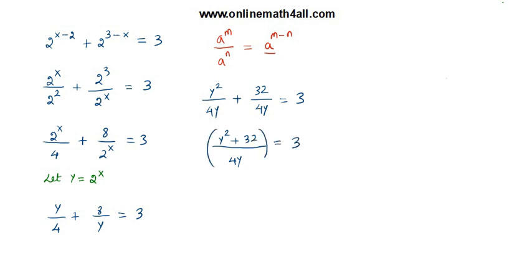Now we can multiply both sides by 4y to get rid of the denominator 4y here. So this 4y will cancel out. y squared plus 32 is equal to 12y. Now we can subtract 12y from both sides.